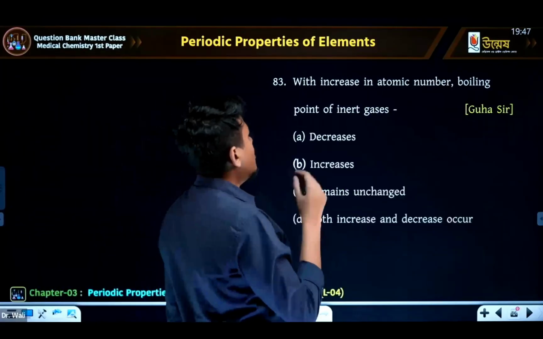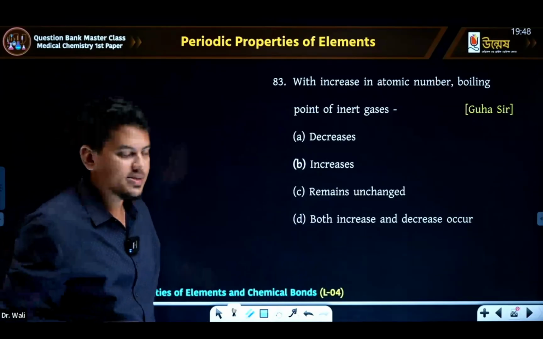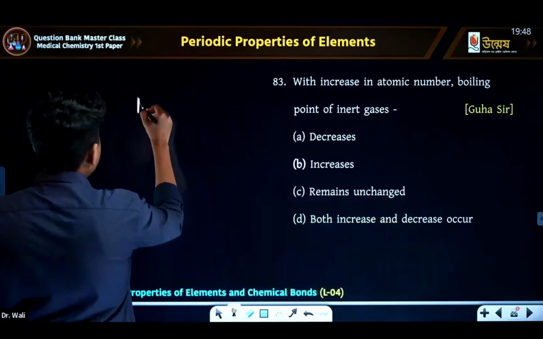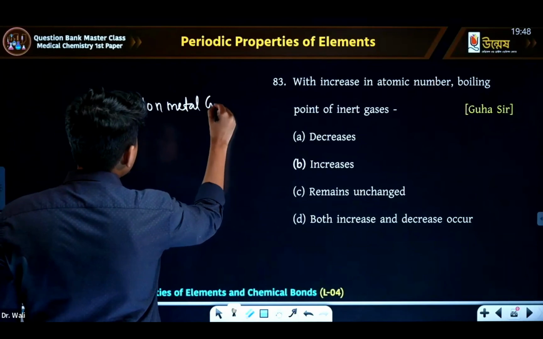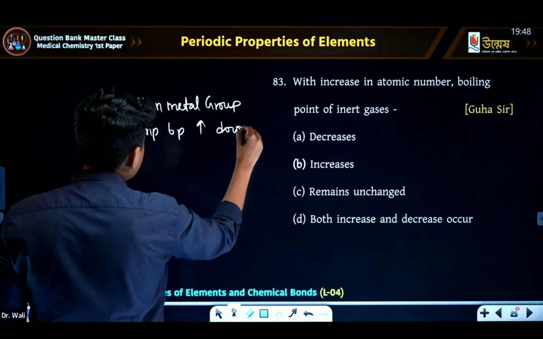Okay. With increase in atomic number, the boiling point of inert gases will certainly increase, because in the non-metal group, melting point and boiling point increase downwards.